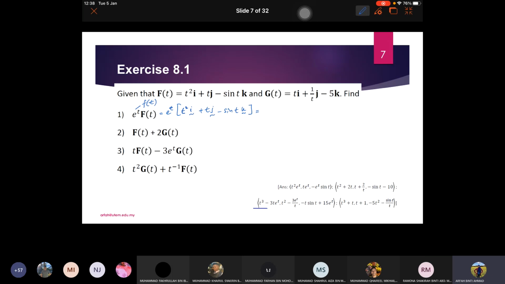So darabkan sahaja, awak akan dapat dia adalah t squared exponential t i tambah exponential t t j tolak dengan exponential t sin t k. Atau boleh juga ditulis sebagai t squared exponential t, t dan juga negative exponential t sin t. Okay, sama je cara penulisan.